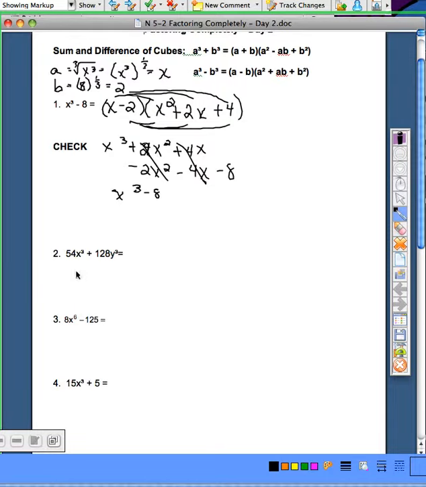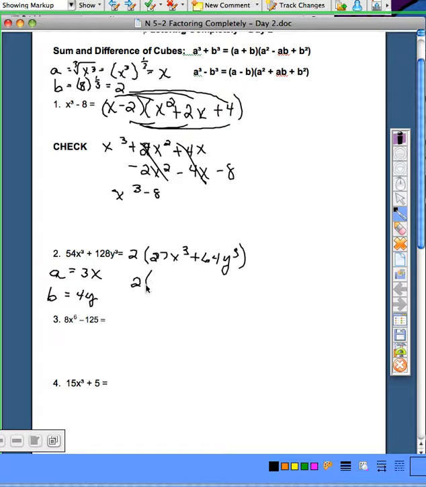Okay, looking at this, we can't take the cube root of 54 and 128, but we can factor out a 2. So our first thing we're going to do is factor out a 2, and that'll leave us with 27x cubed plus 64y cubed. And when we do that, now we notice this can be factored as a sum of cubes. So our a, the cube root of 27 is 3, and the cube root of x cubed is x. Our b in this particular problem would be 4y, the cube root of 64, and the cube root of y cubed.